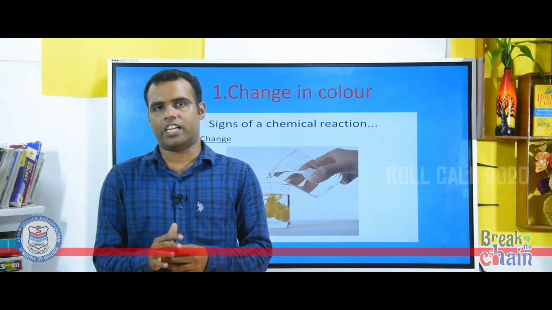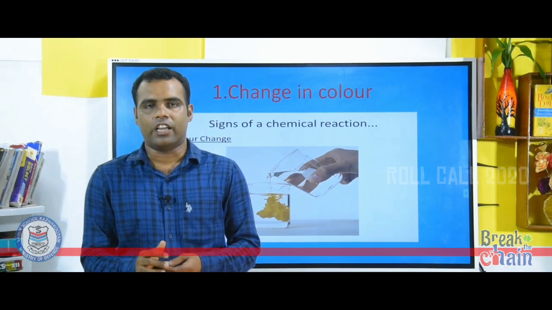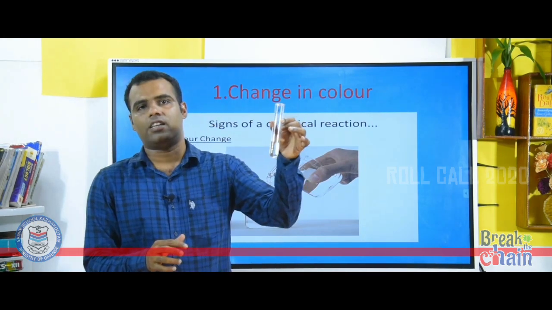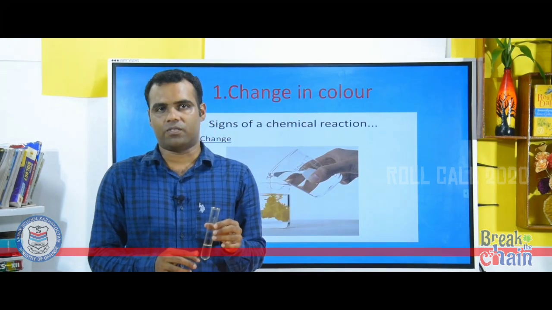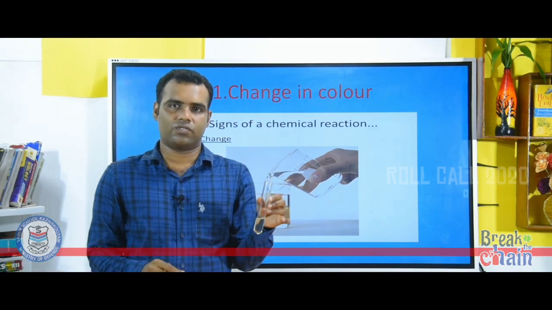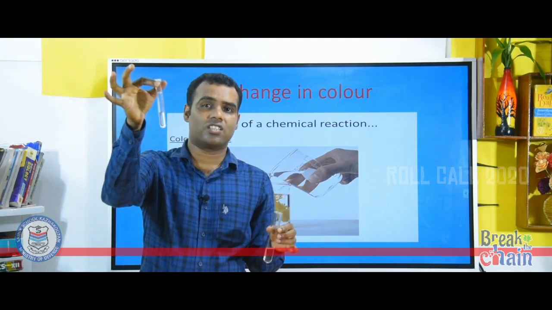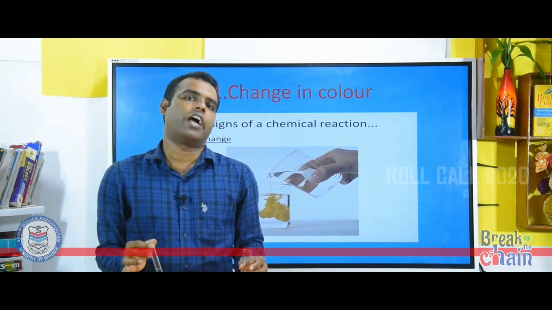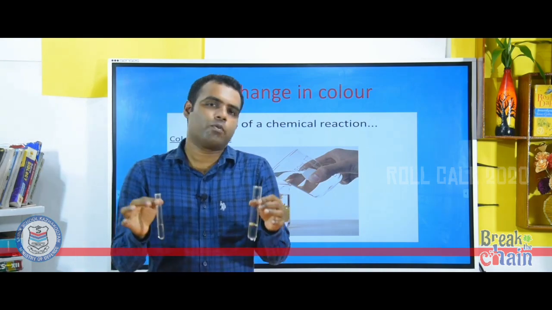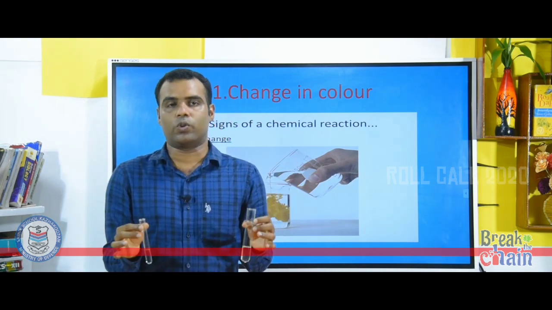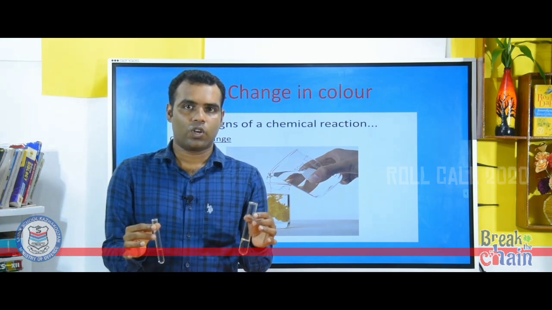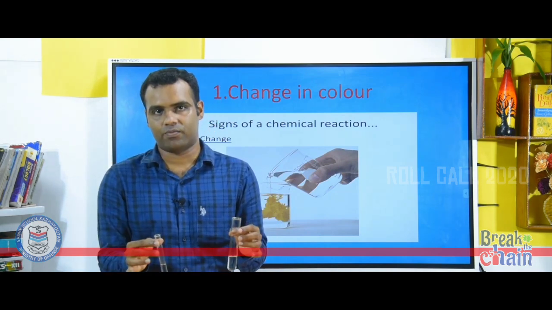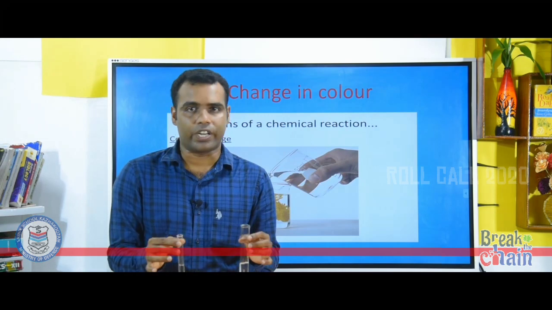Now, we will have a demonstration for a chemical reaction in which there is a change in color. For that, on my left hand there is potassium iodide. You could see it is a colorless liquid. On my right hand there is lead nitrate. I am going to mix these two solutions together. After mixing I will be getting lead iodide and potassium nitrate. Lead iodide is yellow in color.